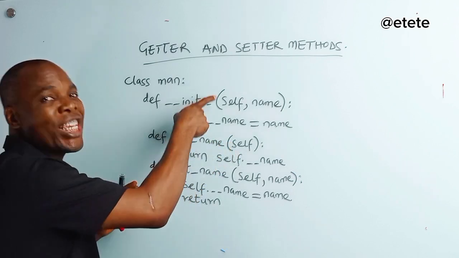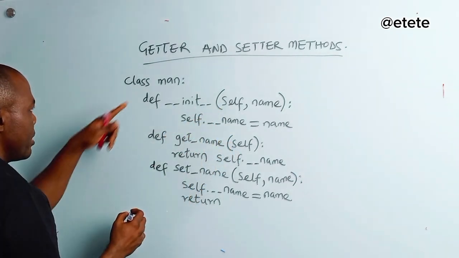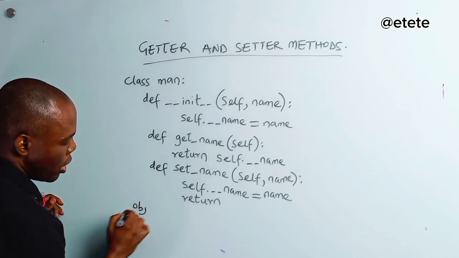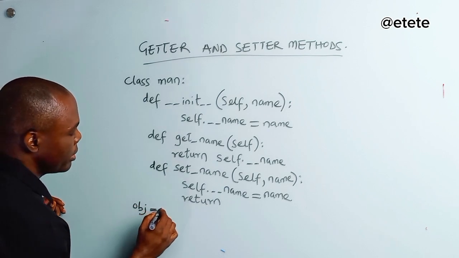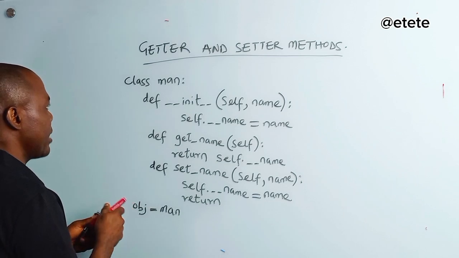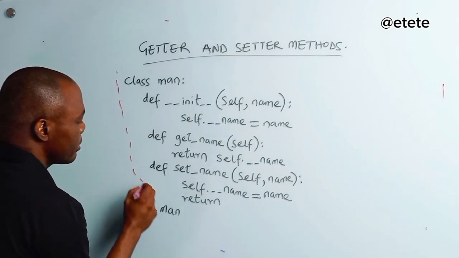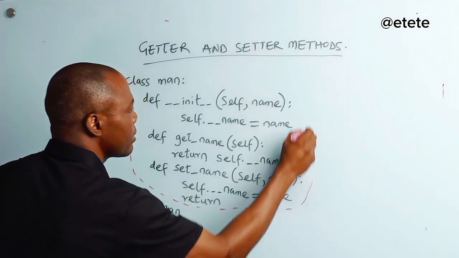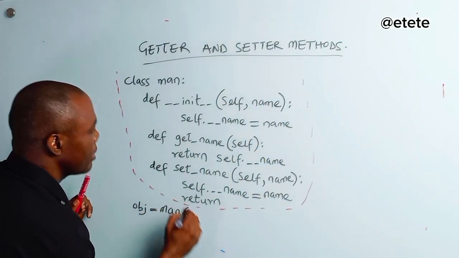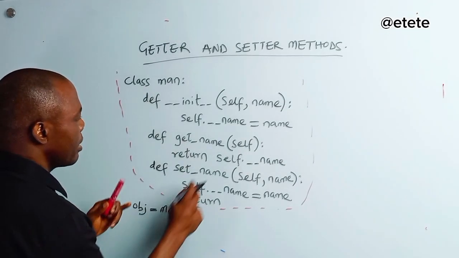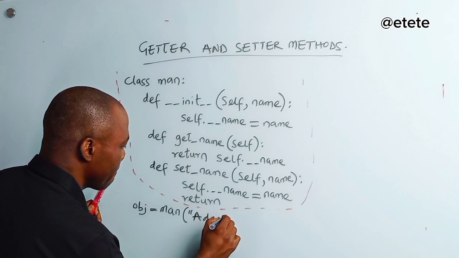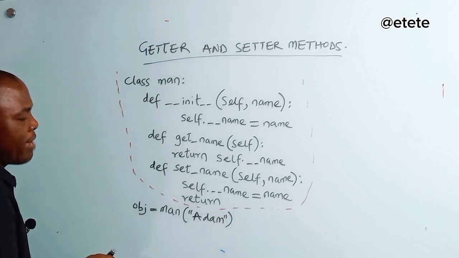Now I'm going to instantiate this class by saying object one. So object, right? And then I will say man. Now this is my class. That is my class. So I'm instantiating the class now. Man, then I'm going to give it Adam, right? So I have instantiated my class.